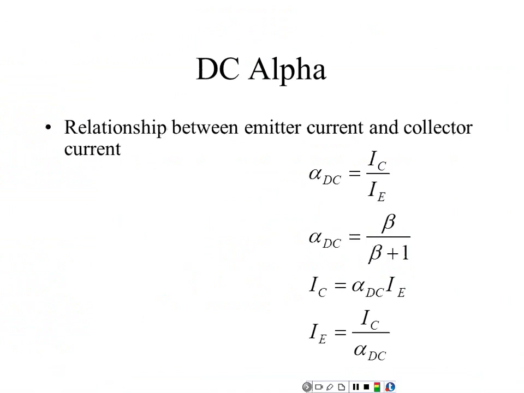So alpha is equal to beta divided by beta plus 1. Because what we're doing is we're finding the relationship between the collector current and the emitter current, right? IC over IE. Now the thing is, IE is always greater than IC. So DC alpha will always be less than 1. So this is the way we calculate alpha.